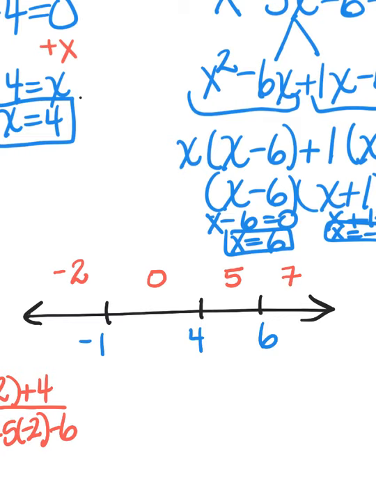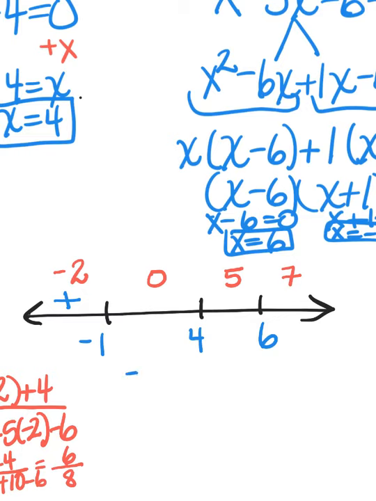So negative times -2 is a positive 2, plus 4 over -2 squared is 4. -5 times -2 is positive 10 minus 6. So my numerator gives me 6, and my denominator, 4 plus 10 is 14, minus 6 is 8. So both numbers are positive, so it's going to give me a positive output. All right, now let's plug in 0.